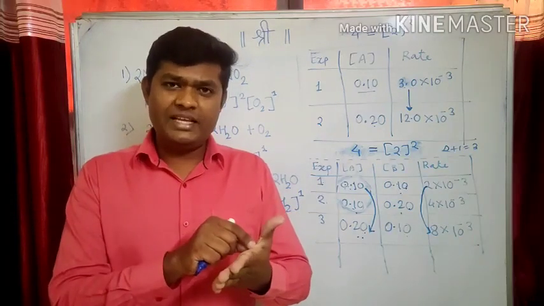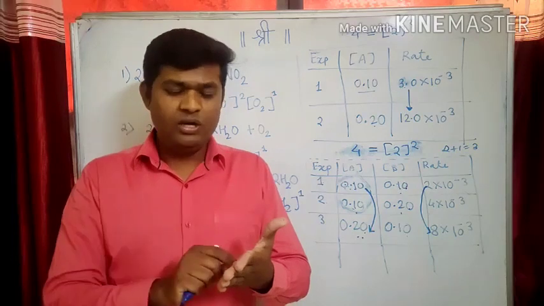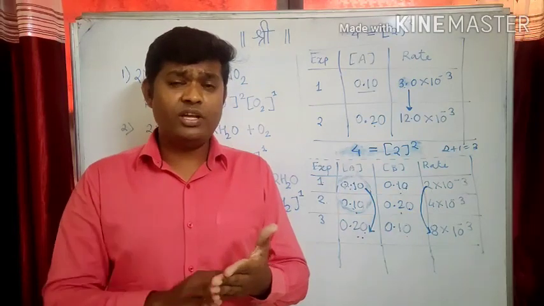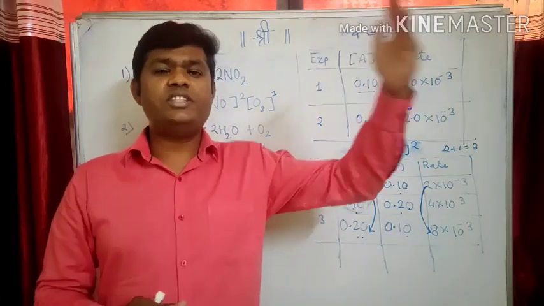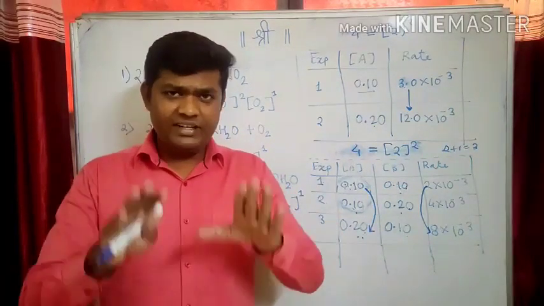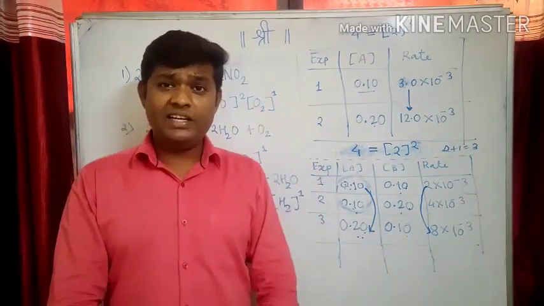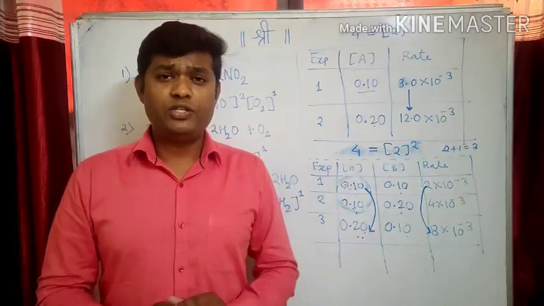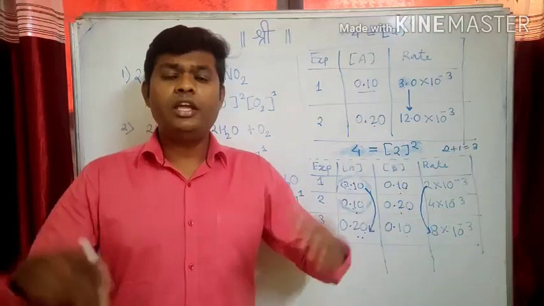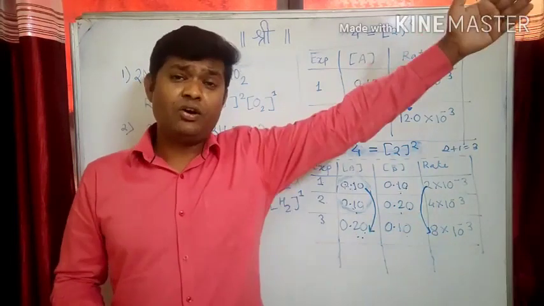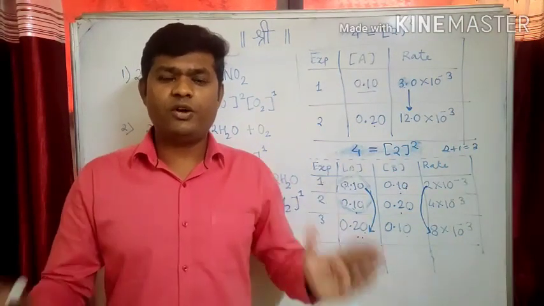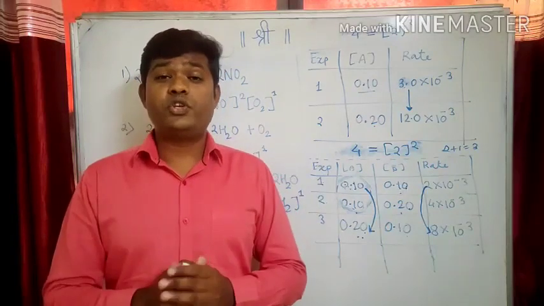So if the rate remains as it is by changing the concentration, the order is 0. Concentration increases, rate also increases, the order will be positive. And if the concentration is increased and the rate is decreased, the order will be negative. If the concentration decreases, the rate also decreases, this means the order is positive. Decrease in concentration, decrease in rate, positive. Increase in concentration, increase in rate, positive. But if an increase in concentration of the reactant decreases the rate of reaction, the order will be negative. And no change in the rate of reaction when the concentration is changed means the order is 0.